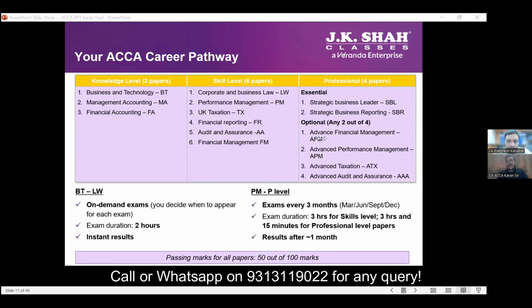At the same time, in professional level, all the papers are descriptive papers, wherein you have to give your answers in computer-based format. The exams in ACCA are conducted on computers. So the exams are conducted on computer, but in professional level, all four papers are descriptive, not MCQ. There is no 100% MCQ question. There are 100% descriptive questions in professional level papers.